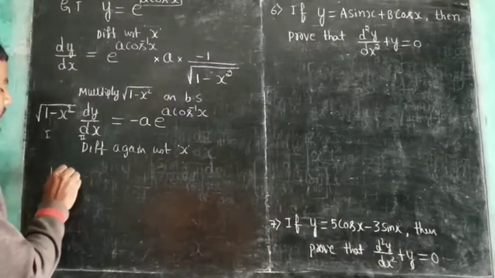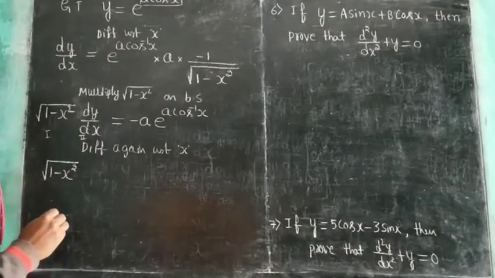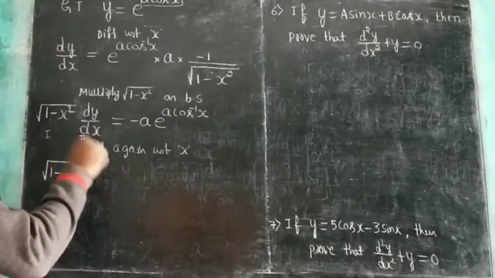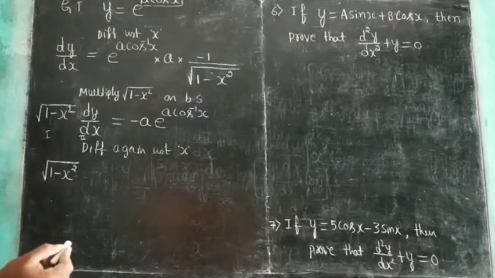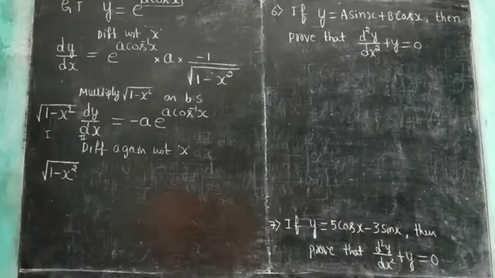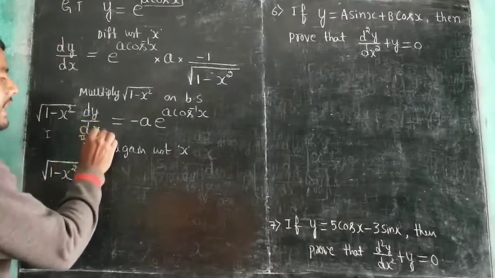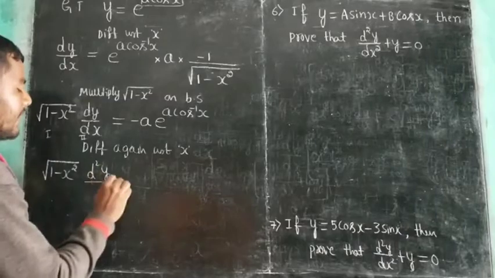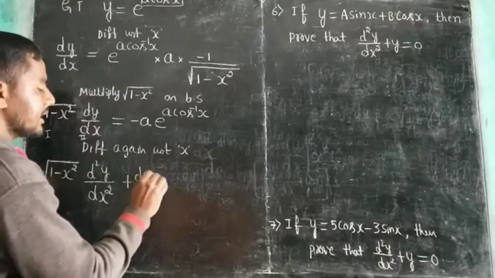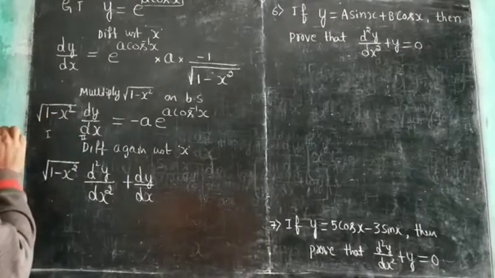That is, take first function as it is, root of 1 minus x square as it is. Write the derivative of dy by dx. The derivative of y with respect to x is dy by dx. The derivative of dy by dx with respect to x is d square y by dx square. So the derivative of dy by dx is d square y divided by dx square, plus write the second term as it is, that is dy divided by dx, and write the derivative of first term.